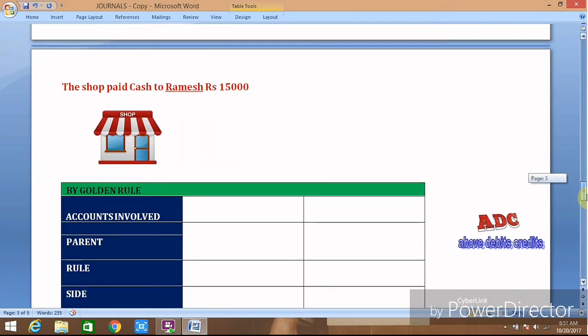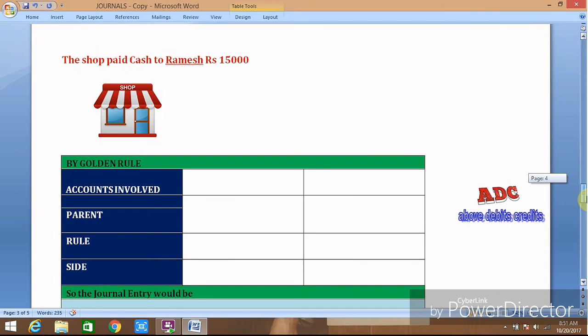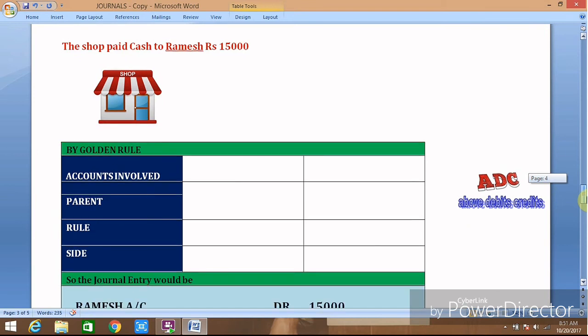So moving ahead to the third example, I hope you have gained some confidence with the two examples above. I hope you will be doing the third example by yourself. The third example is: the shop paid cash to Ramesh rupees 15,000. The shop is paying 15,000 cash to Ramesh. The two accounts over here, as you can see, are your cash account and your Ramesh account, right? So golden rule classification for cash is a real account, Ramesh being a personal account.